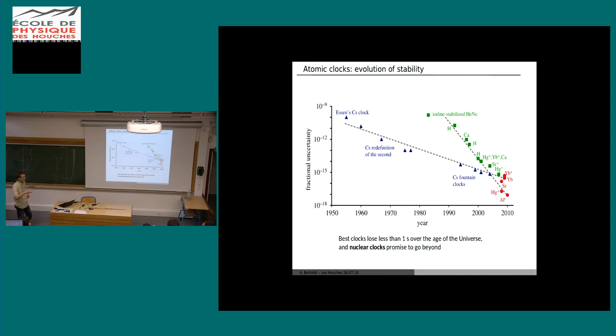Now this graph ends in 2010, more or less. Now we are already below 10 to minus 18. So they are progressing more and more. And nuclear clocks, based on nuclear transitions, promise to go even beyond. They are speaking of 10 to minus 20, 10 to minus 21. They have already identified a few transitions that could be good in order to go down in terms of sensitivity, but also stability, because that's the problem. And nuclear transitions are in principle good, because the nucleus is shielded, while all the electrons are around.